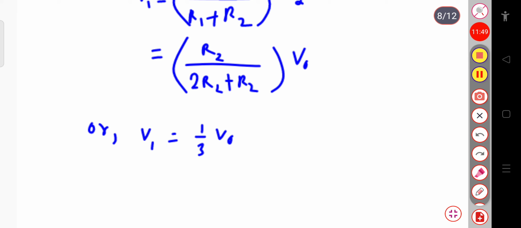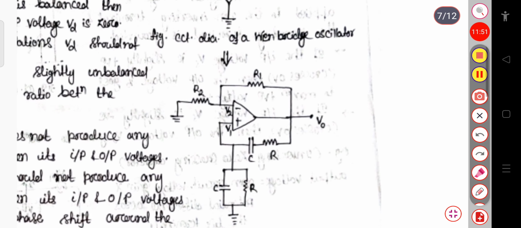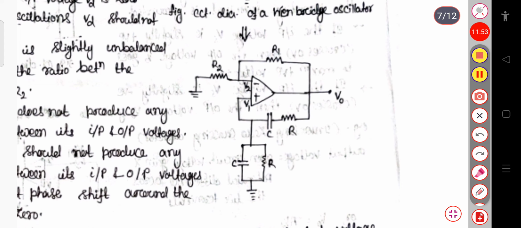So we know from that, here you can see in this figure, here the inverting terminal is grounded. So at this terminal the voltage is 0.